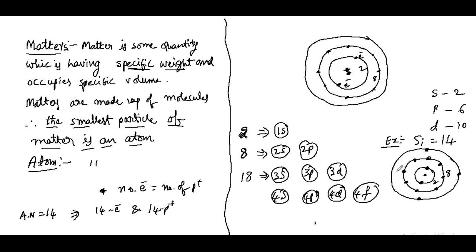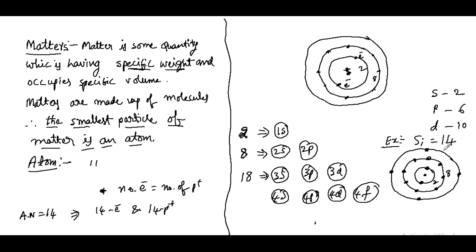So how many electrons does the third orbit consist of here? 4 electrons for this atom. The maximum capacity is 18, but here only 4 electrons are remaining, so those electrons occupy the third orbit. So for silicon, the third orbit consists of 4 electrons.